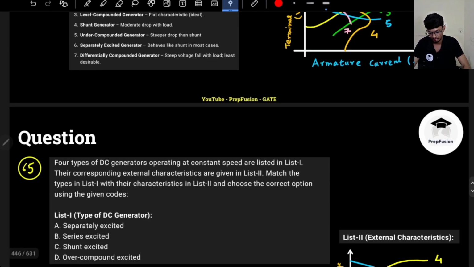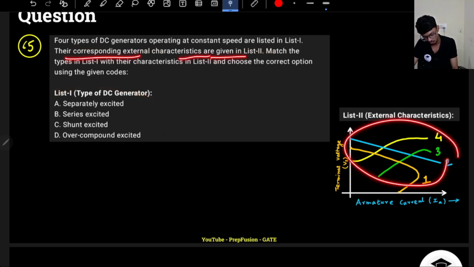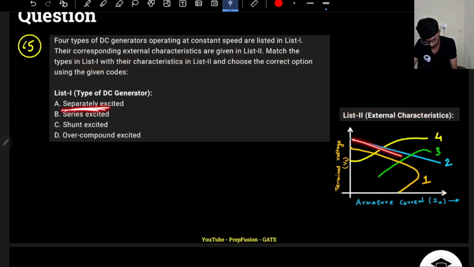So yeah, this is the next question. Four types of DC generator operating at constant speed are listed here in list 1. Their corresponding external characteristics are given in list 2. Match list 1 with their characteristics in list 2. Separately excited will be the second one, because here the voltage drop will be almost linear. So separately excited will be the second one.